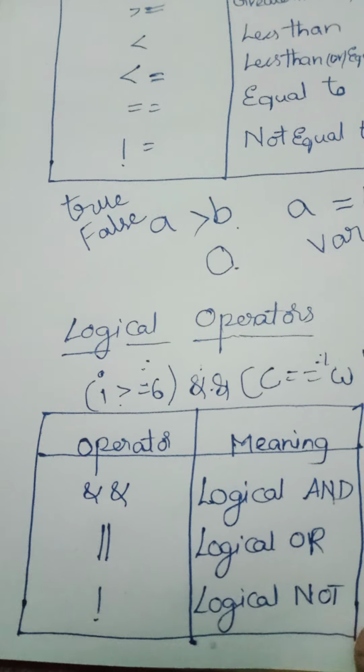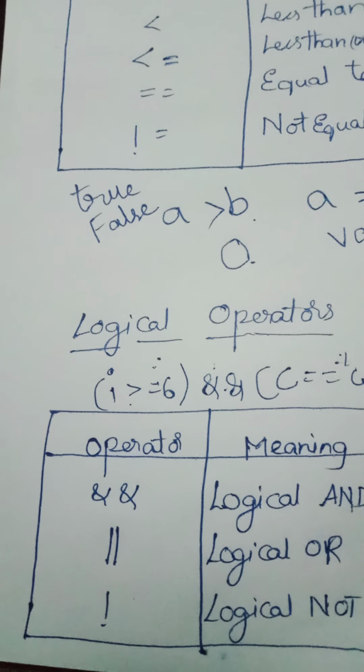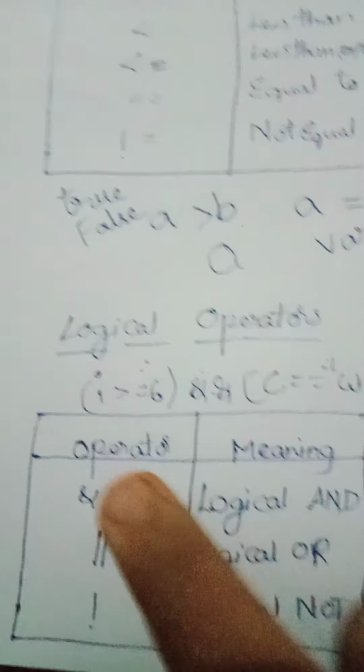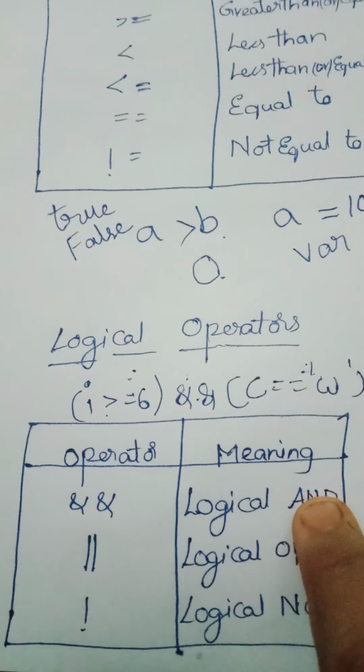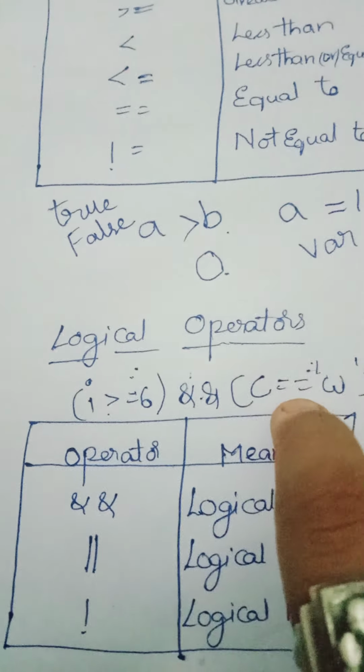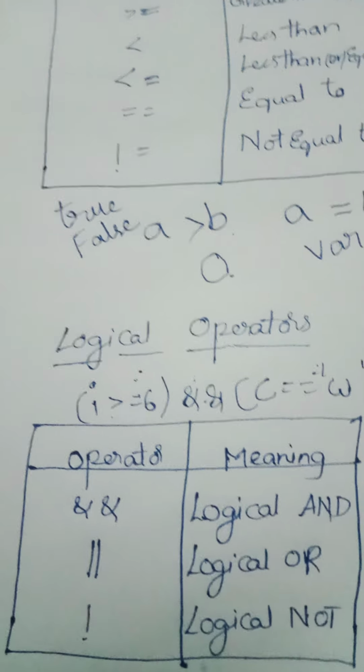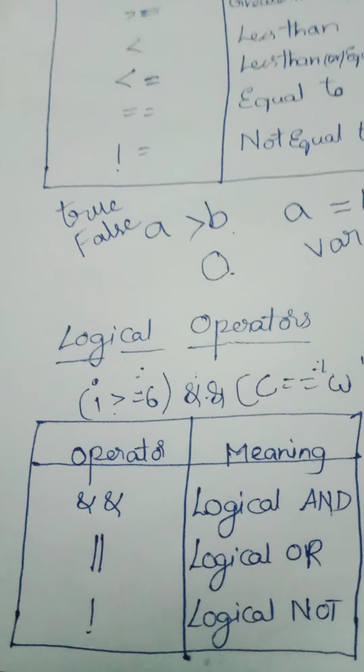AND is used when both the conditions must be true in order for the compound condition to be true. If both the conditions must be true, then only we can use the AND.